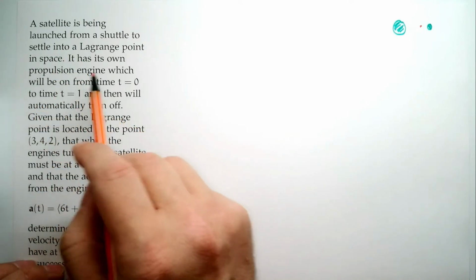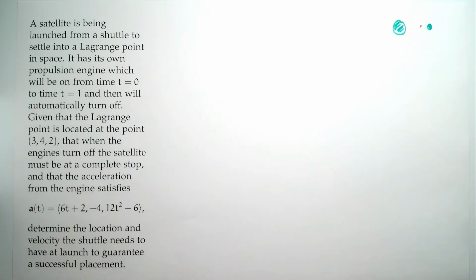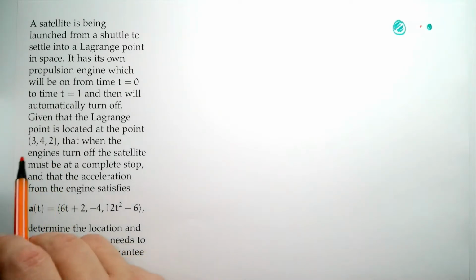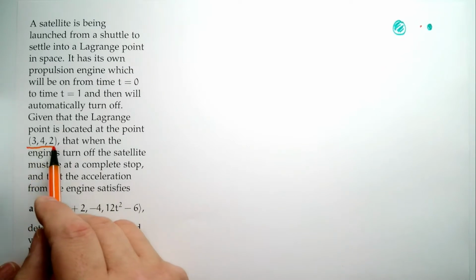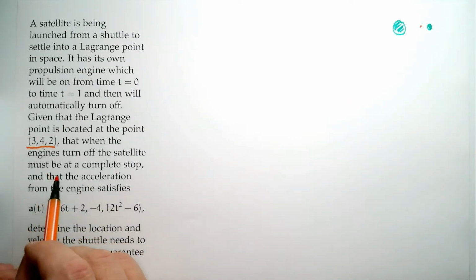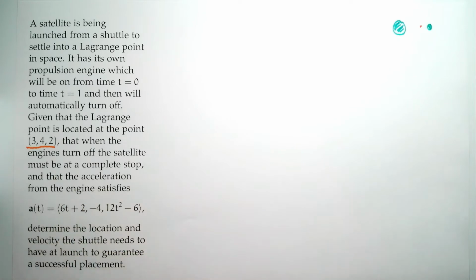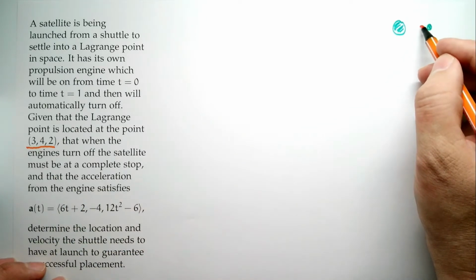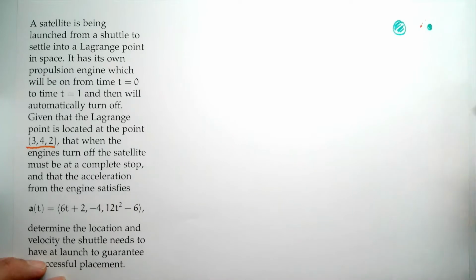Now, the satellite has its own propulsion engine, which will be on from time t equals 0 to time t equals 1, and then will automatically turn off. So we've got this propulsion system. It's going to be on for a little bit, and then it's going to turn off. The Lagrange point that we want is located at the position 3, 4, 2. So we know where we want to end up. When the engine turns off, the satellite must be at a complete stop, because if it's still moving, it's going to start drifting out of that point. We want it to stay at that nice sweet spot.